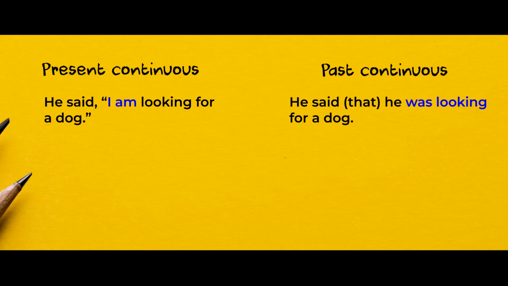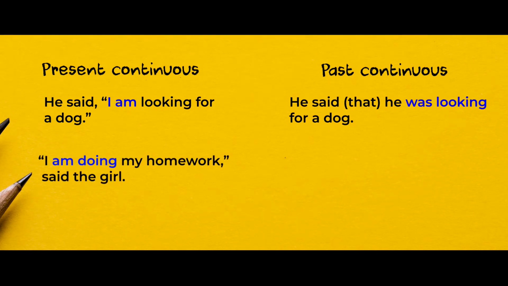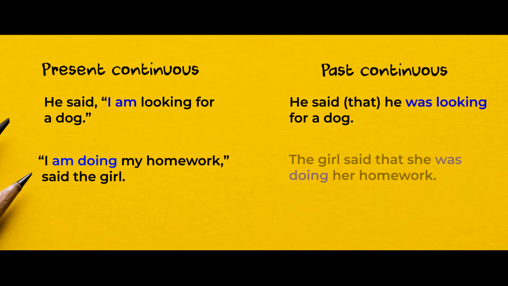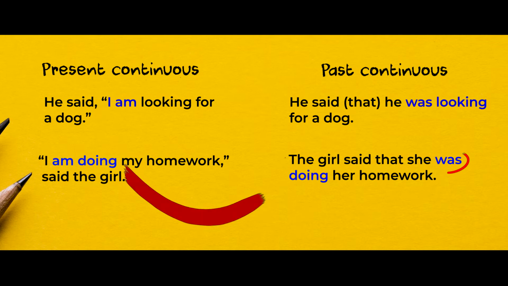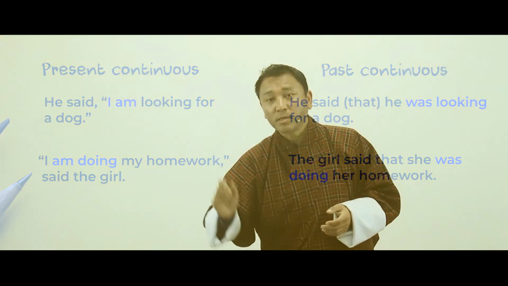In example 2, I'm doing my homework, said the girl. The girl said that she was doing her homework. See, am doing changes to was doing. Am doing here is present continuous. It changes to was doing, that is past continuous.